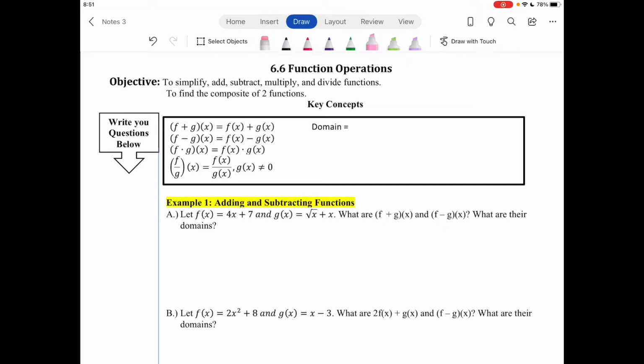6.6 is all about function operations. We're going to learn how to simplify, add, subtract, multiply, and divide different functions together, as well as how to combine two functions in what we call a composite function. First off, we need to know some notation.